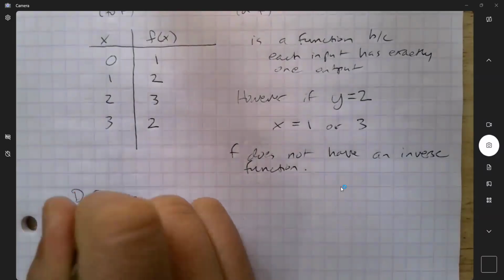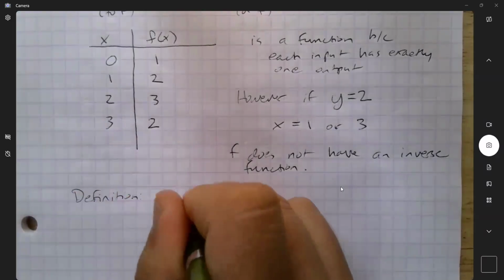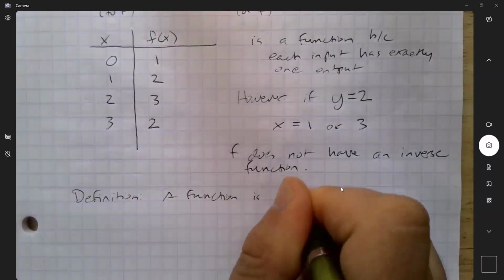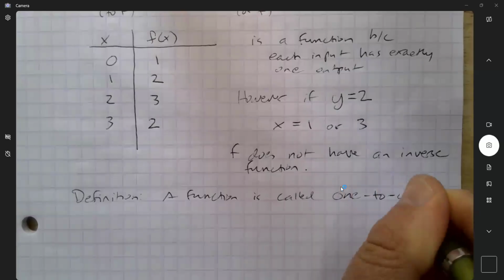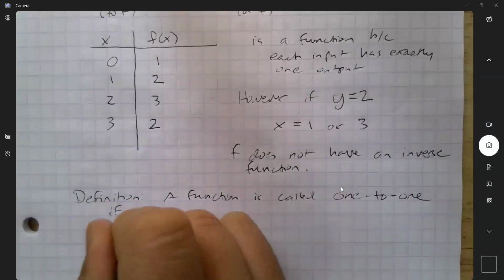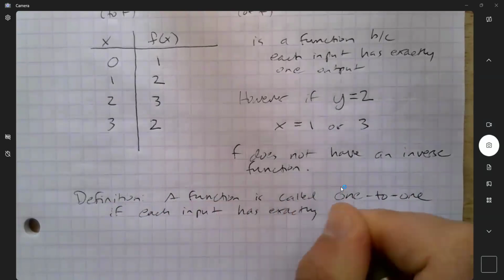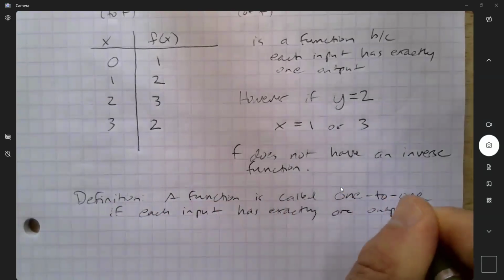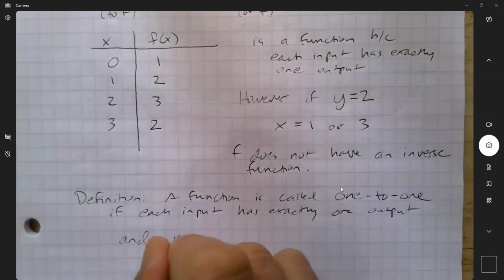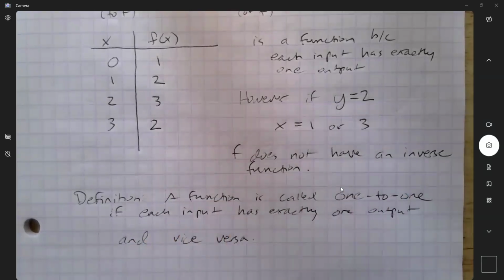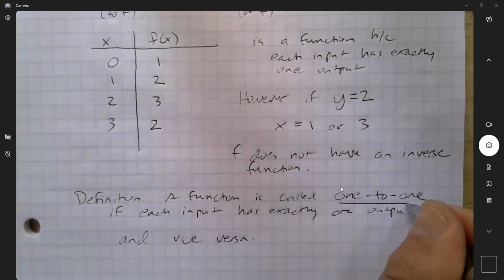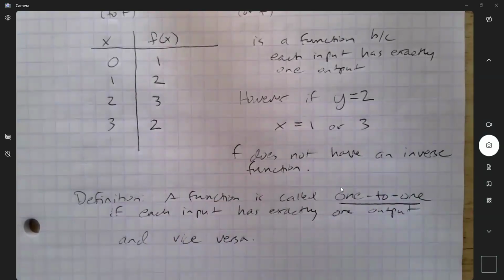I'm going to add in a definition. A function is called one-to-one if each input has exactly one output and vice versa. That's what it means to be a one-to-one function. Basically, in other words, a function is called one-to-one if it has an inverse function. And a function that has an inverse must be one-to-one.